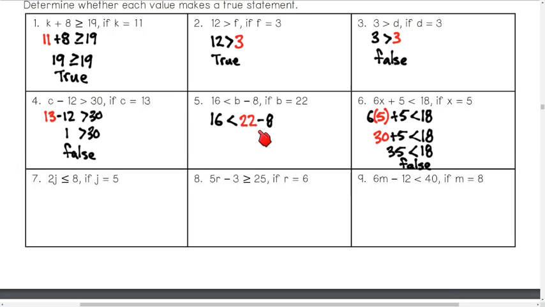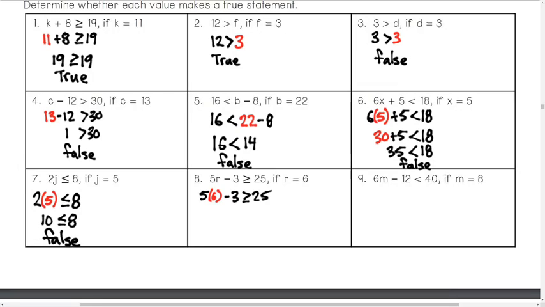So instead of putting the b here, I'm going to put 22. 16 is less than 22 minus 8. That would be 16 is less than 14. And that is not a true statement. So we would say false. Number 7, I would go ahead and times 2 by 5 because that's what the value of j is, and we would get 10 is less than or equal to 8. And that is definitely false because 10 is not less than or equal to 8.